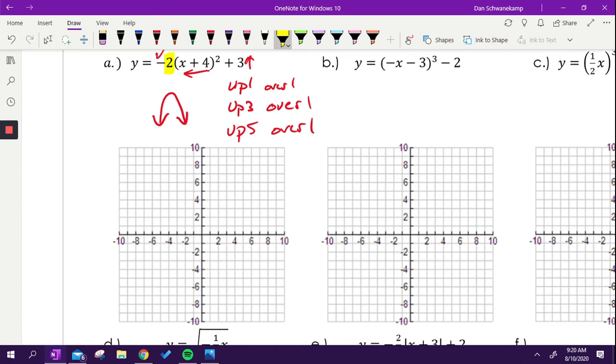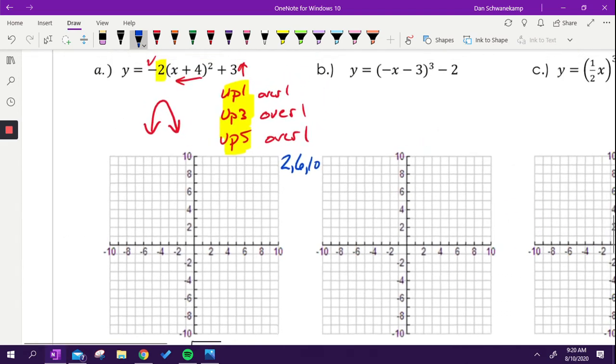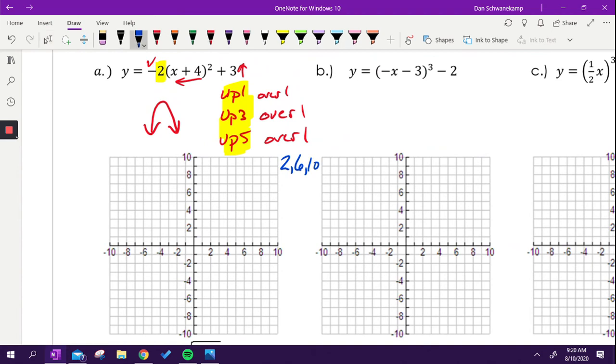It's a parabola. It's flipped vertically. My pattern is 2, 6, 10. So instead of up 1 over 1, I'm going down. But I'm down 2 over 1, down 6 over 1, down 10 over 1. I'm off my graph, so I'm not going to worry about it.